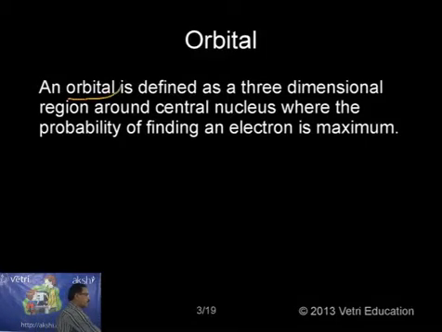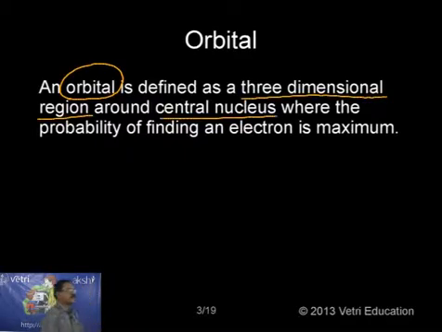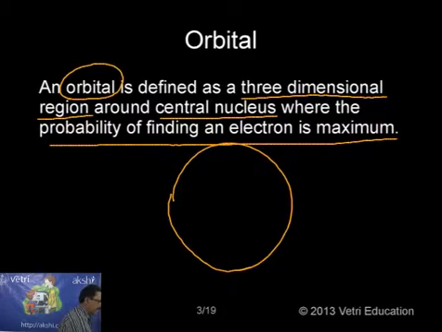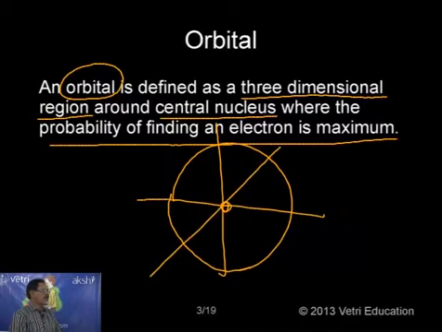What is an orbital? Let me define it now. An orbital is defined as a 3-dimensional region around the central nucleus where the probability of finding the electron is maximum. Kindly follow me. Suppose you consider an atom. The atom has a central nucleus and the electron is moving around the central nucleus in various spaces. This space we call an orbital, the 3-dimensional region, x, y, z axes, around the central nucleus where the probability of finding the electron is maximum.